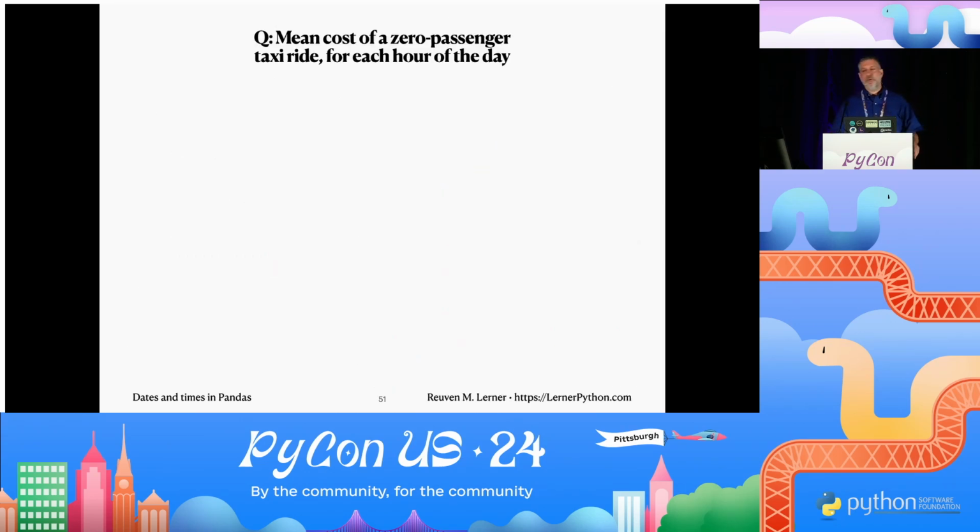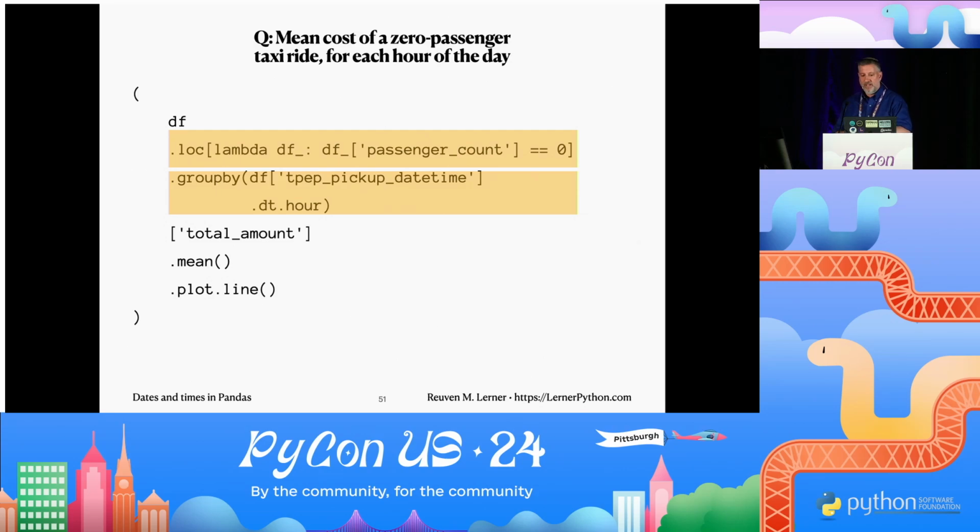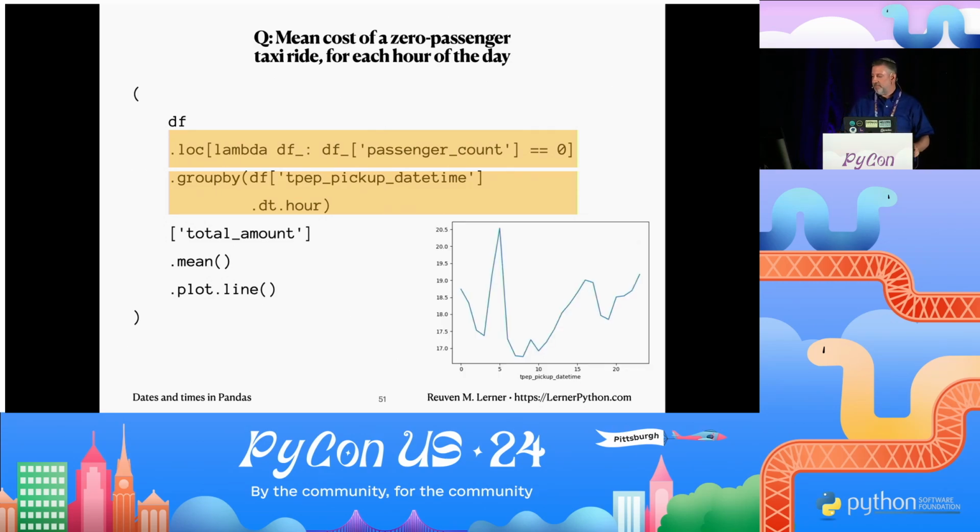Well, how about we get a little more sophisticated? What is the mean cost of a 0-passenger taxi ride for each hour of the day? So what I'm going to do here is I'm going to use .loc and lambda. I'm basically going to say, show me all of the rows where the passenger count is 0. And then what we get back, right, so we're not working on the original df anymore. Now I'm going to say group by df pickup datetime. And then we can plot that thing, and we see this, which is roughly similar. Not exactly the same, but roughly similar.